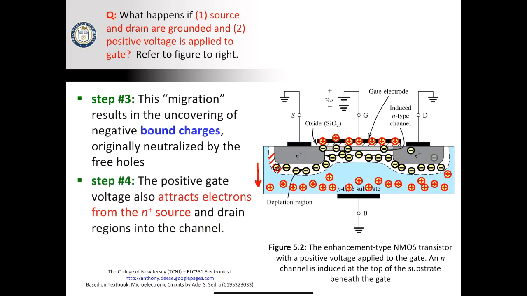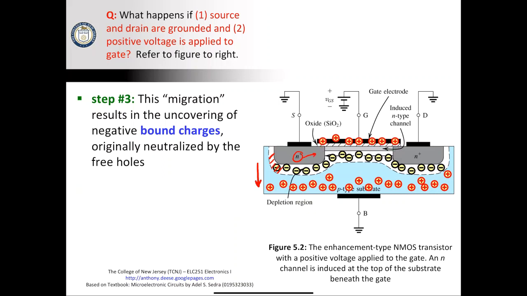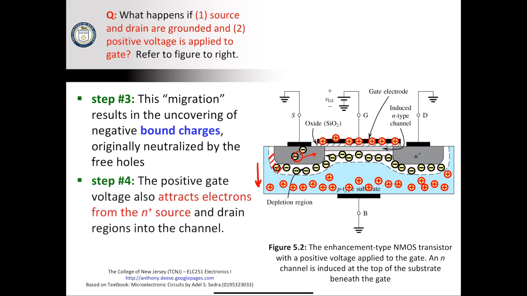Now, the positive gate voltage also will attract electrons from the N source right here and pull them into the center. And that's what we see in this second part of the animation. We see additional negative charge carriers that are pulled into what we call the channel. And so the channel is essentially this area in between the two wells.